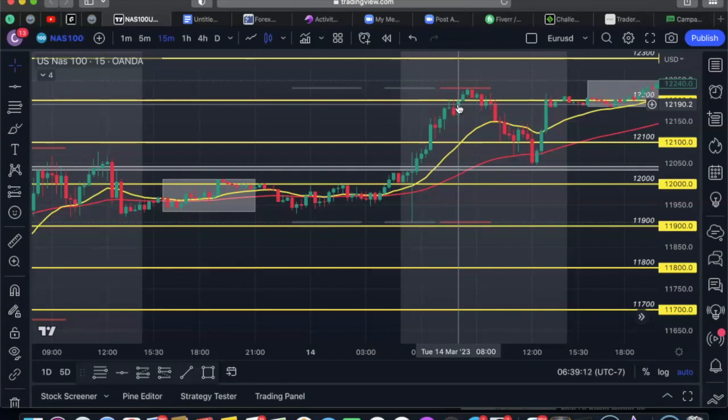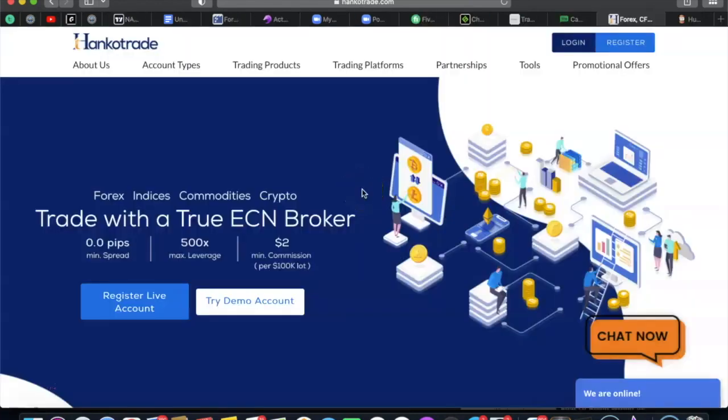Okay, so the next thing we're going to go over is the brokers that you guys should be using. All right, guys, the first broker is Henkel Trade. I've been hearing a ton about this broker lately. A lot of my students have been telling me about it. One key feature that I know about this broker compared to the other one that we're going to give you is you can trade US30 indexes with like $100 or $200.